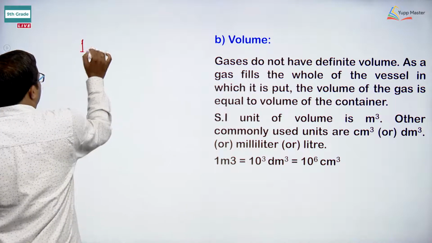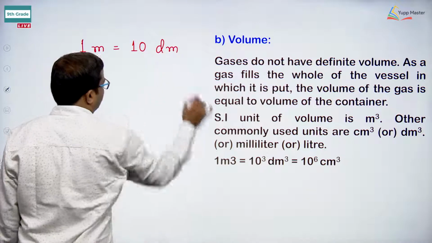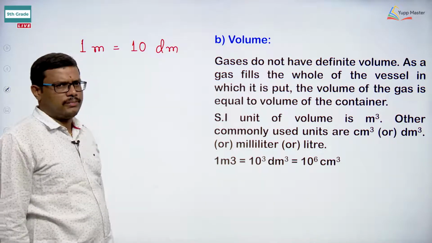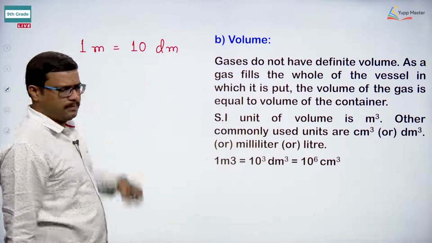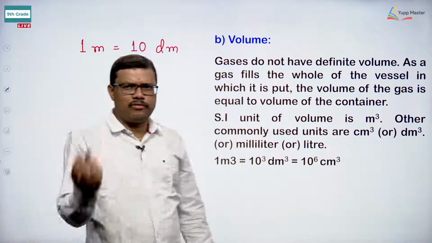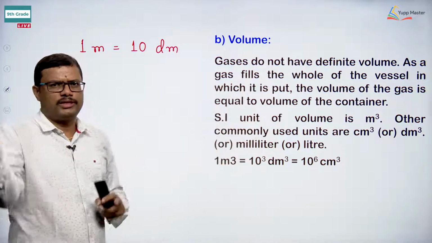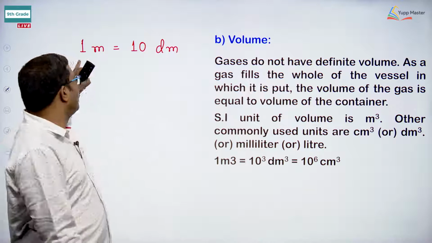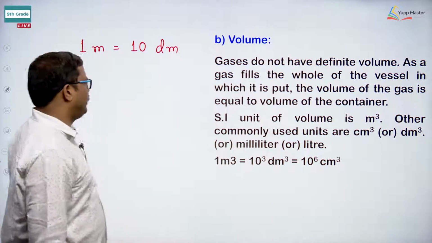Similarly, if we take 1 meter equal to 10 decimeters, deci means 10 to the power of minus 1, and 10 to the power of 1 gets cancelled, you get 1 meter. Okay. Centi means 10 to the power of minus 2 meters. So 100 centimeters, 10 to the power of minus 2, 10 to the power of plus 2 gets cancelled, we get 1. So 1 meter equals 10 to the power of 1 decimeter.